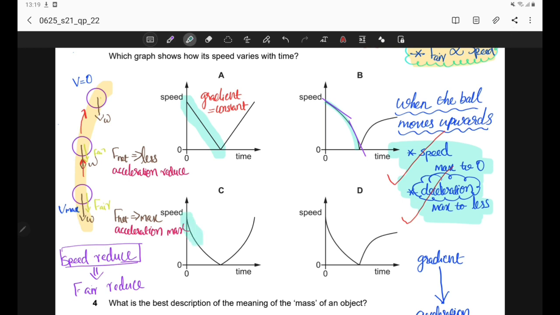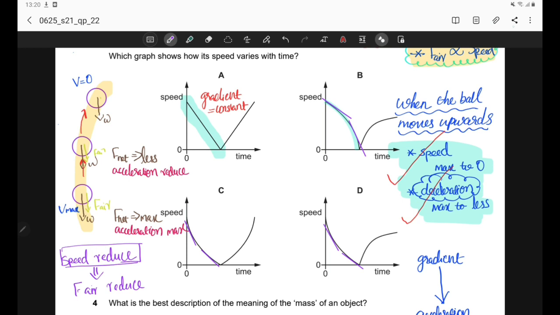Now when you look at options C and D, you can see that their slopes are reducing. Slopes reducing means its acceleration is also reducing. So it satisfies both the conditions. When the ball moves upwards, speed is gradually reducing to 0, and its gradient is also reducing, so that its deceleration or negative acceleration is also reducing. So the first part of the graph in both options C and D satisfies the graph of the motion of a ball which is moving vertically upwards till it reaches maximum height.